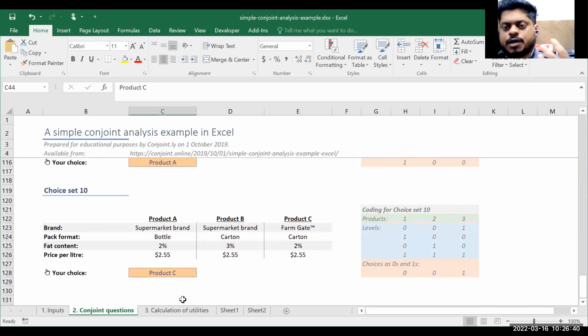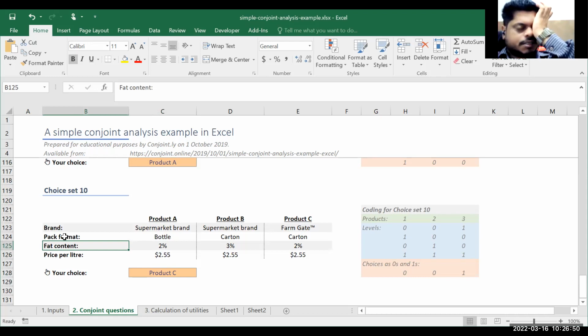Then the next step is how we calculate how much price is important for that customer, how much fat content is important. So when I say per customer, overall from whatever answers I've got, how much pack format and brand are important for that customer.